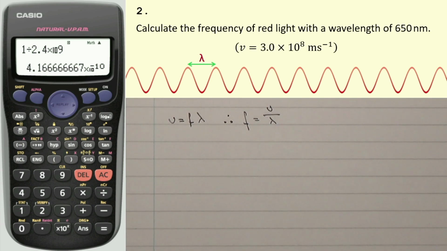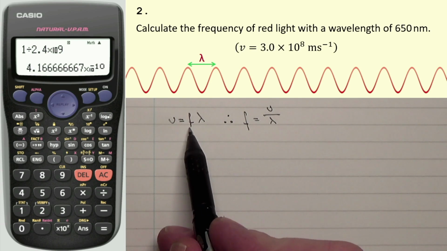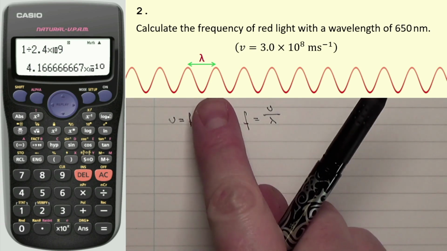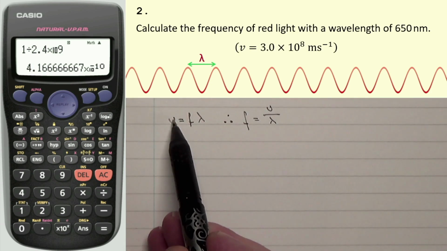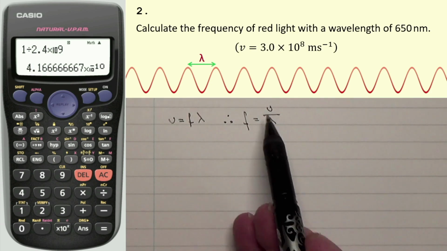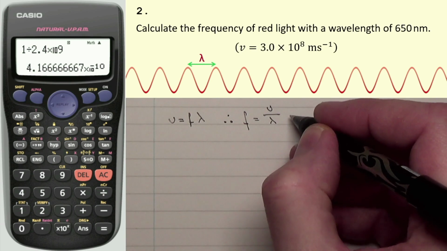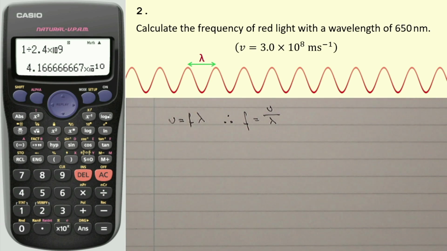Again, there's another video about rearranging equations. How I got from this equation to this one is I divided both sides by lambda to give me F on its own, and that's equal to V divided by lambda. If you're not 100% sure with rearranging equations, as I said, there is a video about that.